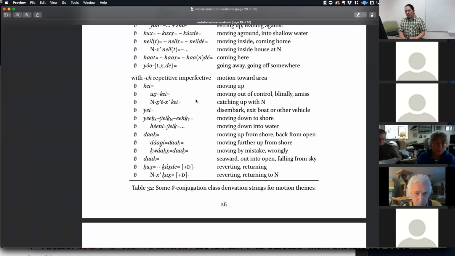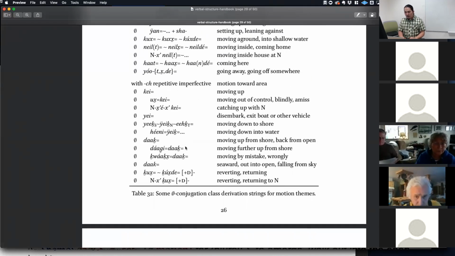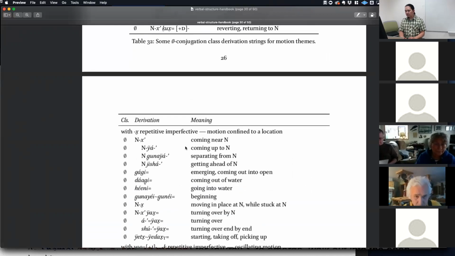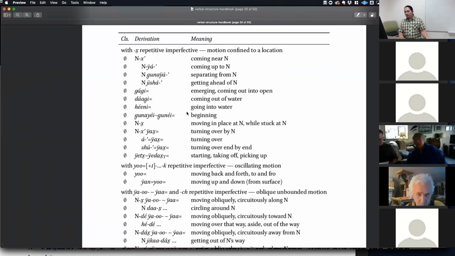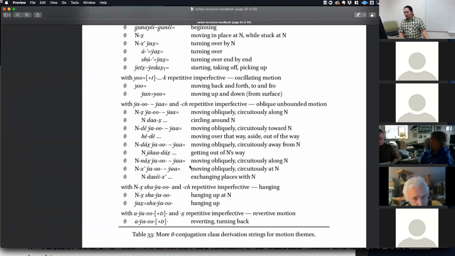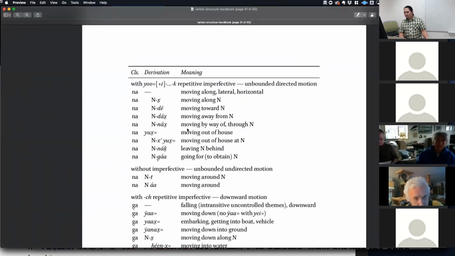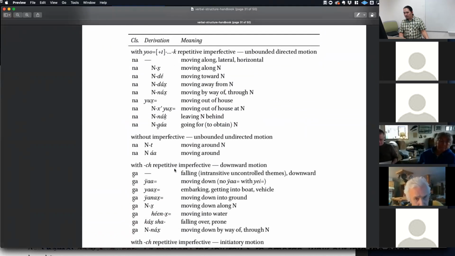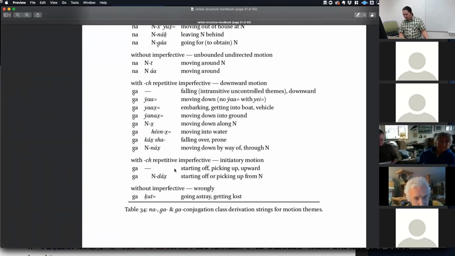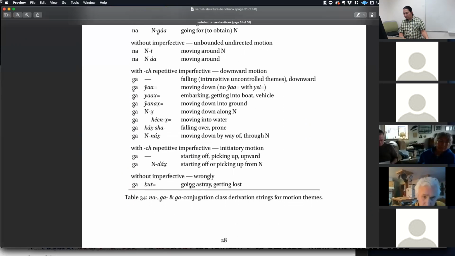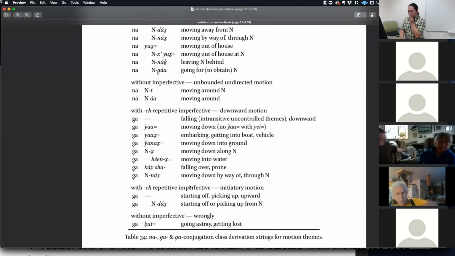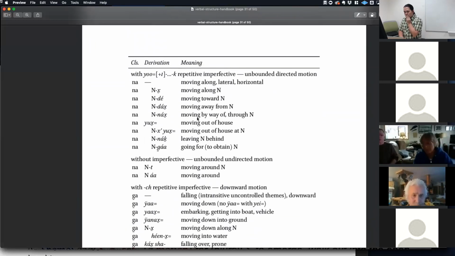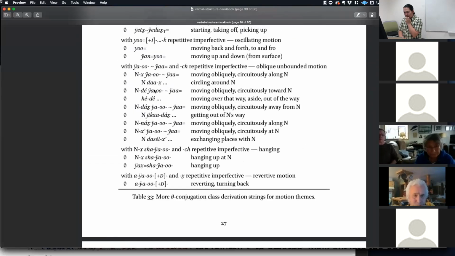And returning, running aground, moving into the water, out of the water, those types of things. Coming near, turning over. There's a whole bunch of these ones. Emerging into the open, going into the water. And what we're going to look for is to follow, which should be it. Let's see if I can find it. Getting lost. Well, it's going to be a combination of this one.